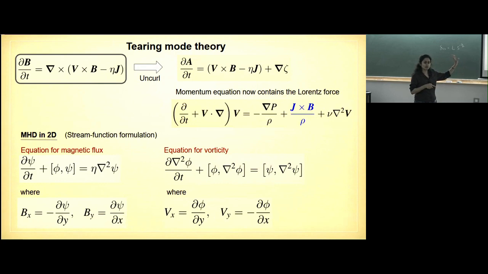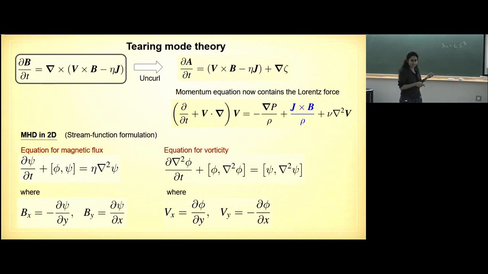And then again, since I'm going to have only Vx and Vy, I'll get only the Z component of the vorticity. I'll keep only that. So this psi corresponds to the Z component of the vector potential, and this del square phi is the Z component of your vorticity. So basically Bx is going to be minus del psi by del y, and By is del psi by del x. And similarly for Vx and Vy.